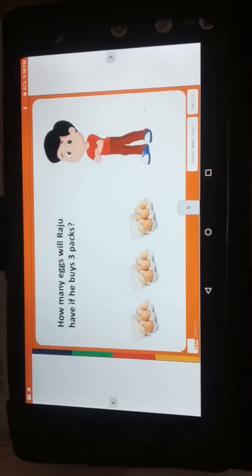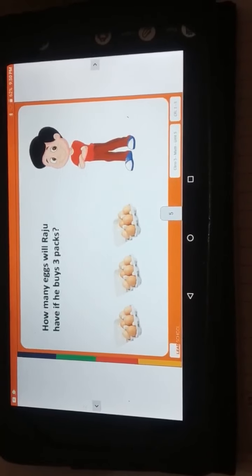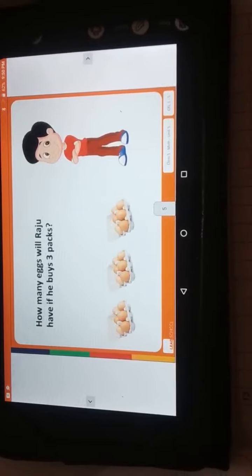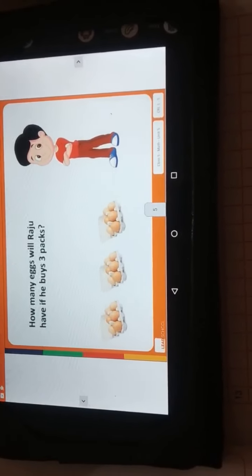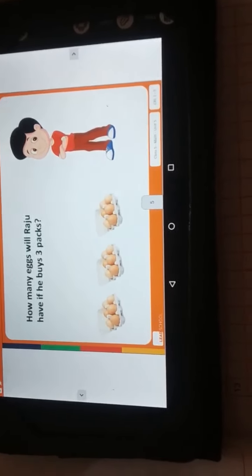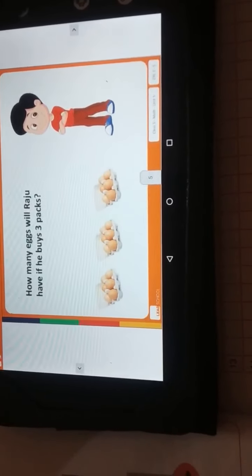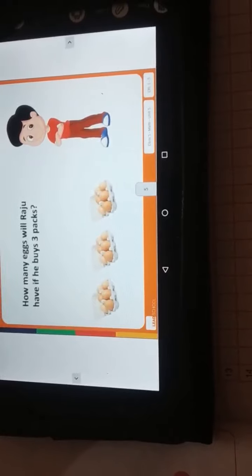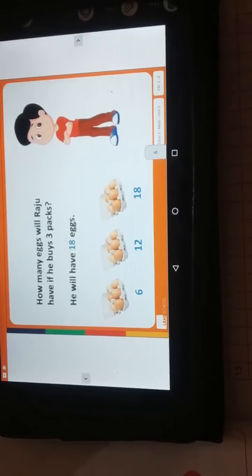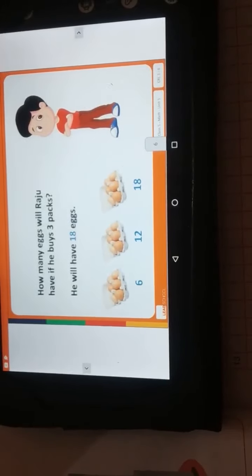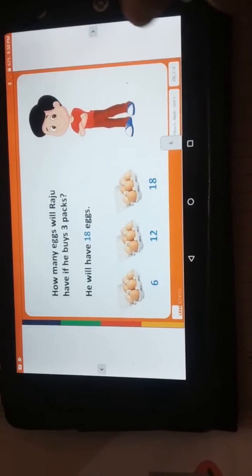How many eggs will Raju have if he buys 3 packets? If he has purchased 3 packets, how many eggs will he have? How many eggs are there? There, 18 eggs are there. He will have 18 eggs. How many eggs? 18 eggs.